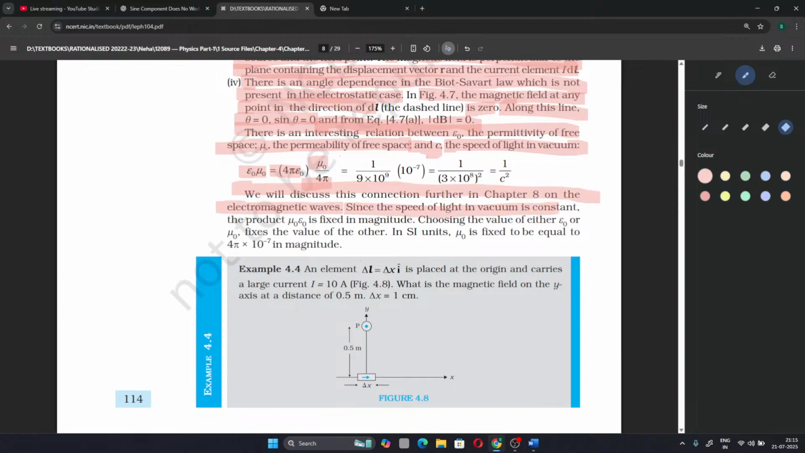The speed of light in a vacuum is constant. The product mu naught epsilon naught is a fixed magnitude. Choosing the value of either epsilon naught or mu naught fixes the value of the other, as the product will be equal to 1 by c square. In SI units, mu naught is fixed to be equal to 4 pi into 10 power minus 7.